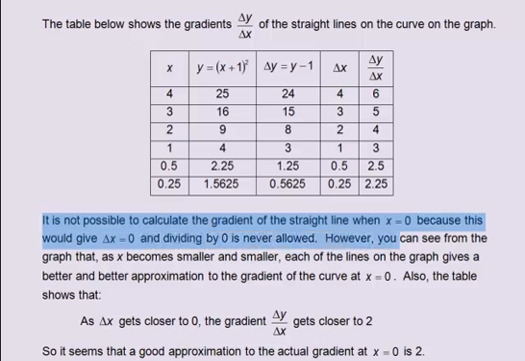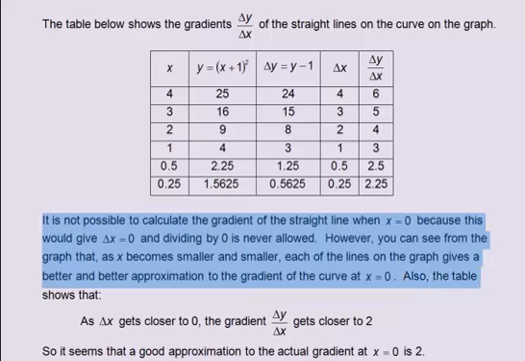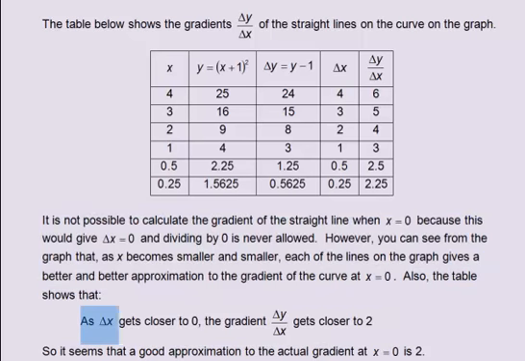However, you can see from the graph that as x becomes smaller and smaller, each of the lines on the graph gives a better and better approximation to the gradient of the curve at x equals 0. Also, the table shows that as delta x gets closer to 0, the gradient, delta y divided by delta x, gets closer to 2. So it seems that a good approximation to the actual gradient at x equals 0 is 2.